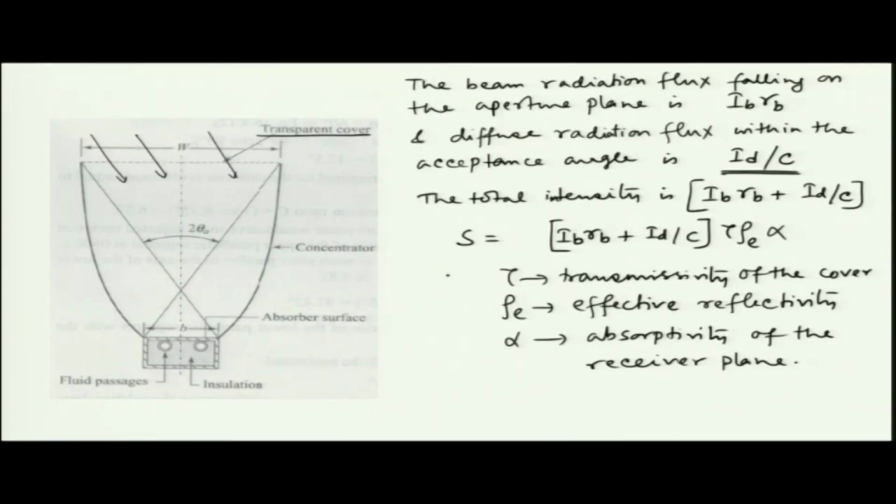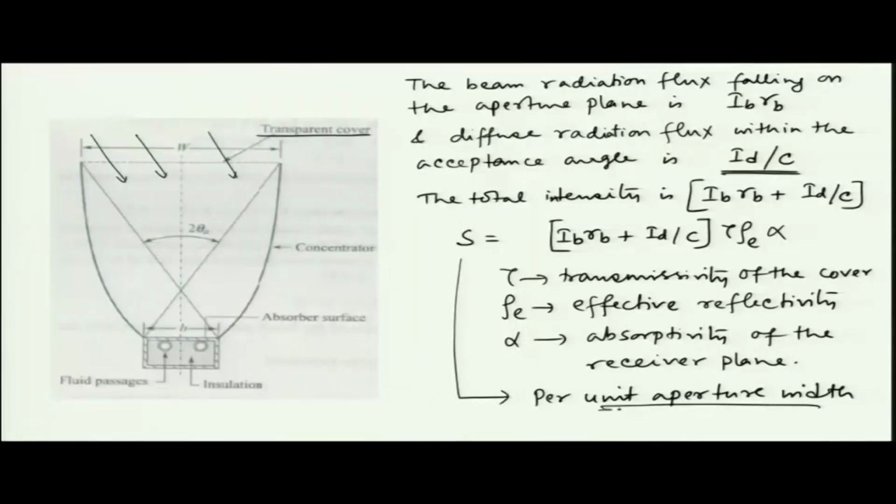Now, what we can do, this dQu, the useful heat gain rate, okay, here one thing I missed, that here this S is per unit aperture width, because the intensity, everything we have talked about, is on the aperture. Okay. So, the S will also be normalized per unit aperture width, not per unit receiver width. So, that you have to pay attention to. Okay.